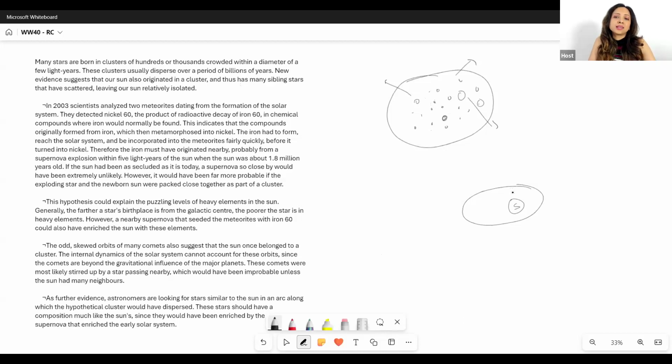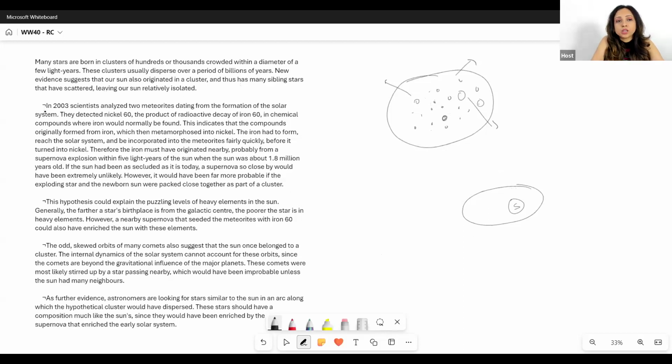So essentially, this is telling you that the sibling stars are not close to the sun anymore. Even if you do not know that the next star is quite a distance away from it, doesn't matter. You have been given that leaving our sun relatively isolated. This means that the stars have all dispersed.